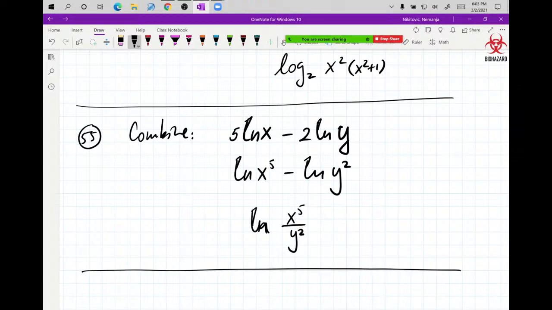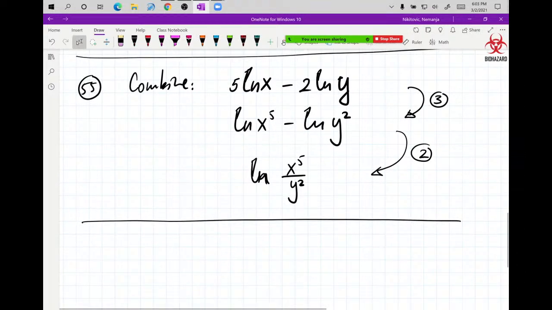So we used rule 3, and then we used rule 2 to get these values condensed. That's it. I hope you're not disappointed, because that's it.